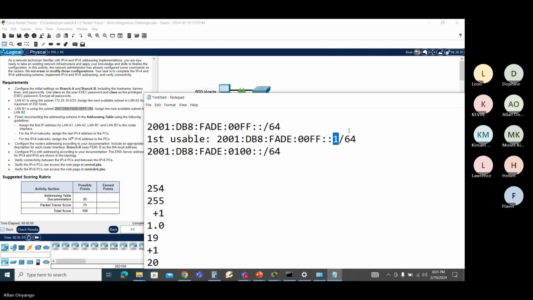Second usable? Two. There, isn't it? Ninth usable? Nine. Tenth usable? A. That's going to be the 10th usable address. 11th? B. 12th? C. 14th? E. 15th? 15th is F. See, the 15th is F, isn't it?